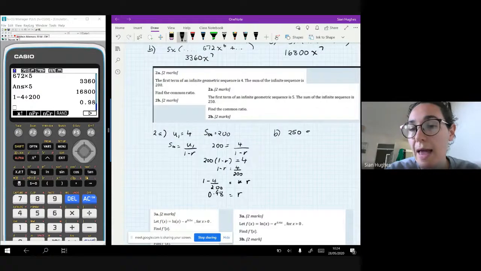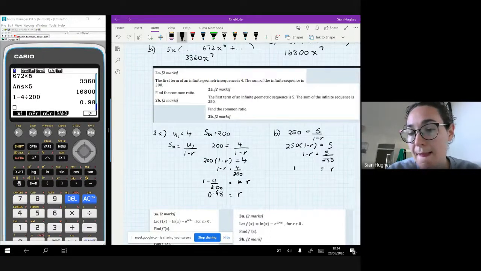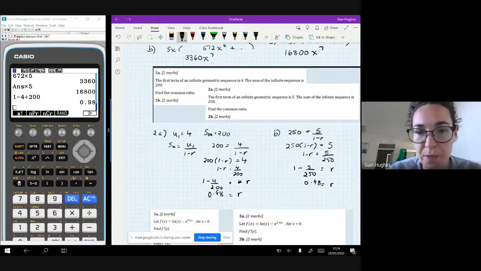And in the Americas test, yours would have been very similar, except your setup would have looked like 250 on the left for the sum to infinity, and your first term was 5. And so your algebra would have looked like this. And actually, you get the same answer out the other end. So you still get 0.98. And you get a mark here for this equation and a mark for the correct answer.